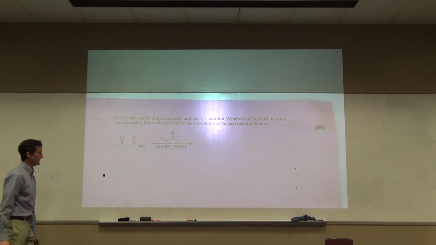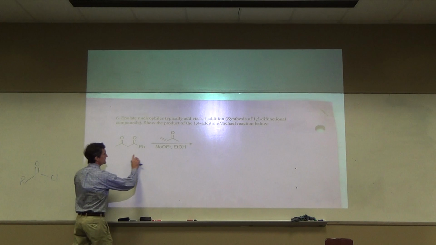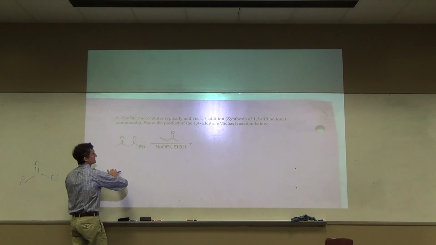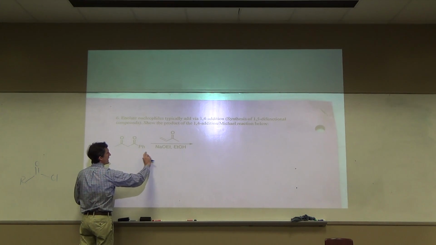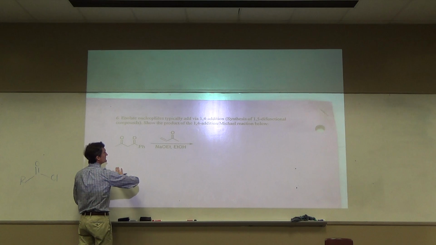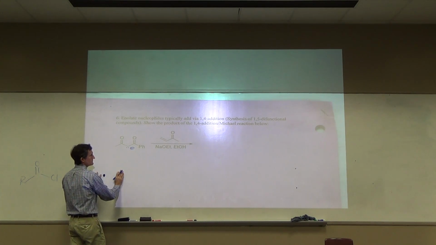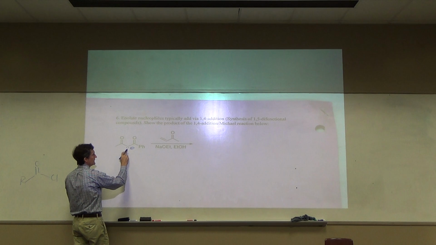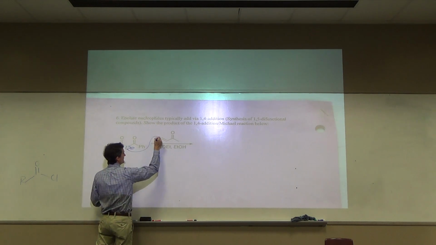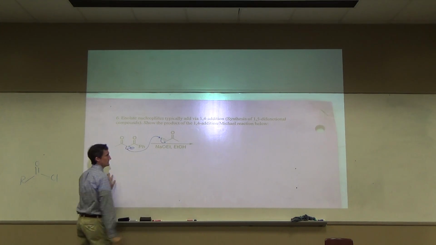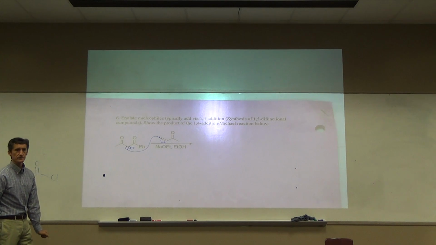Enolates, how do they act? Look at this reaction here. We've got base here. We make an anion here, yeah. Most acidic site. This can do a Michael addition. This is just a nucleophile doing a Michael addition.